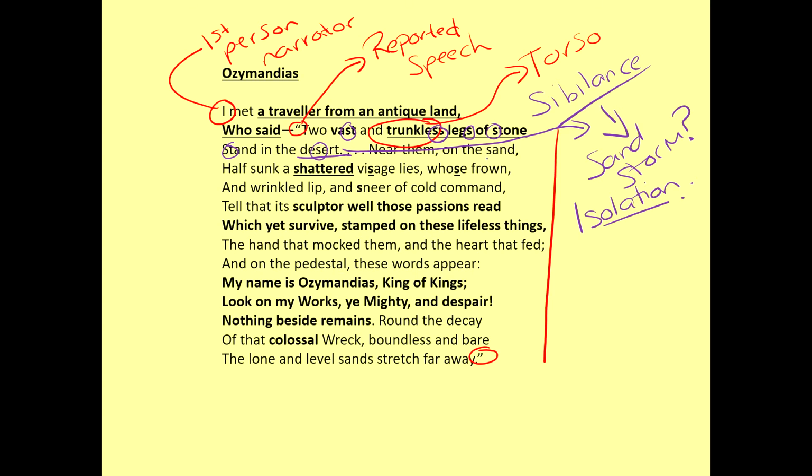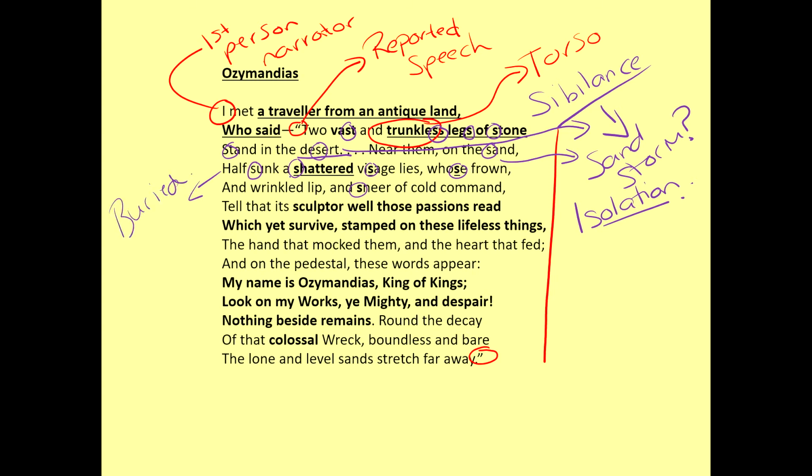Near them on the sand, so again, we've got this sibilance, half sunk, a shattered visage lies, whose frown and wrinkled lip and sneer of cold command. Okay, so we've got more sibilance. So this again reinforces this idea of sandstorm and isolation. Now, half sunk, it doesn't mean like underwater, it means like buried, okay?